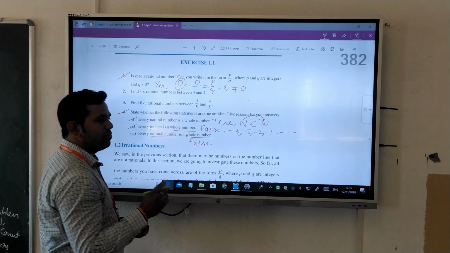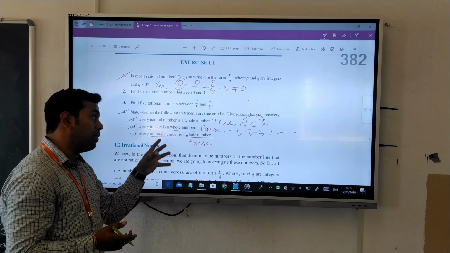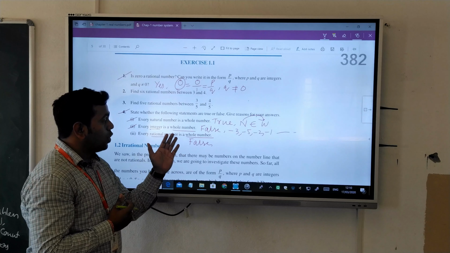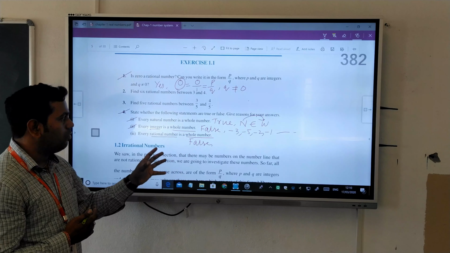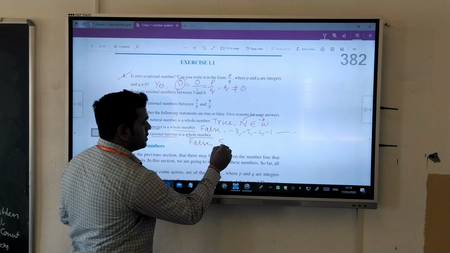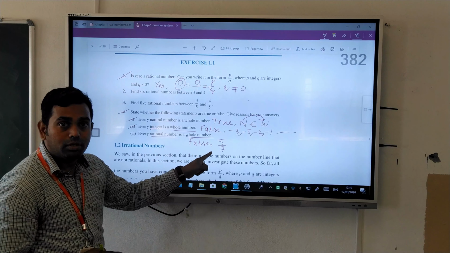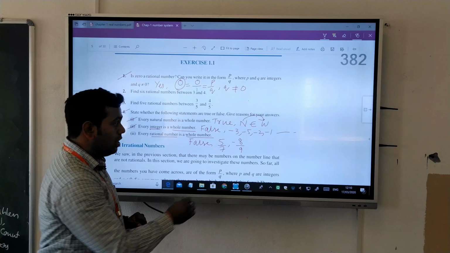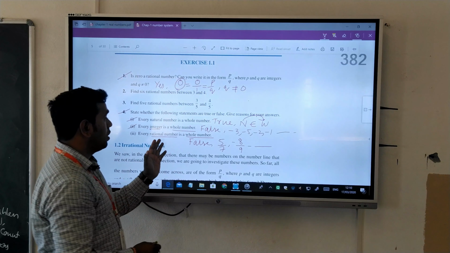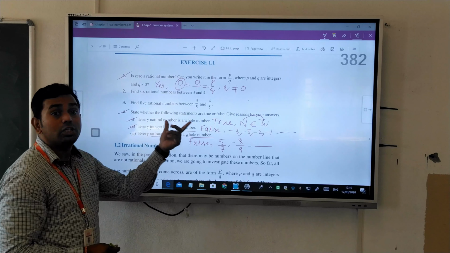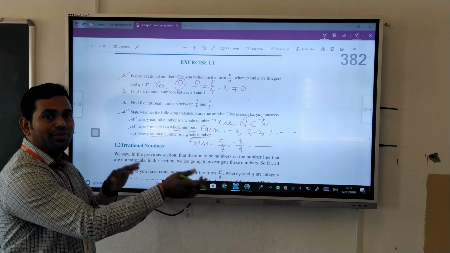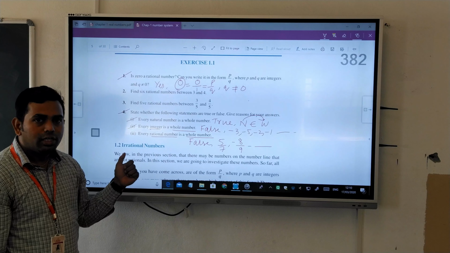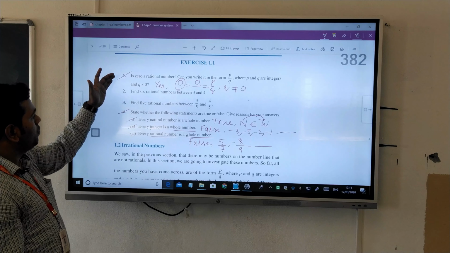Why is it false? Because we have some numbers which are rational numbers but not whole numbers. Can anyone tell me what those numbers are, which are in the form of p by q? For example, 5 by 7 is a rational number but not a whole number. -8 by 9 is a rational number but not a whole number. So every rational number is not a whole number, but the converse will be true: every whole number is a rational number. Is that clear?